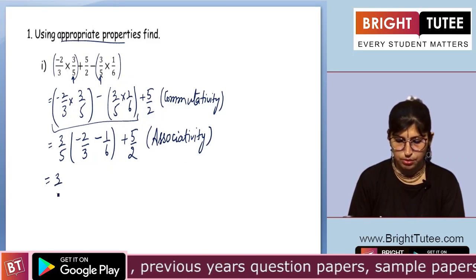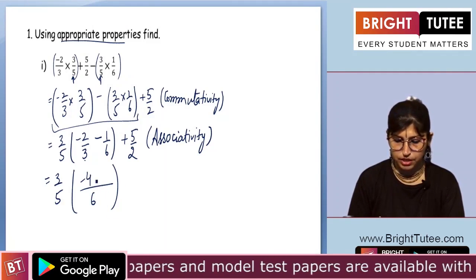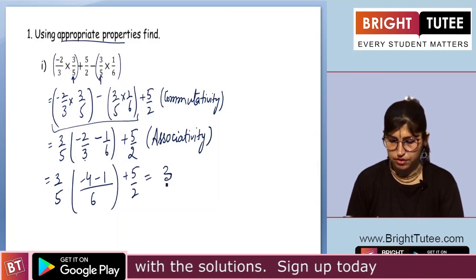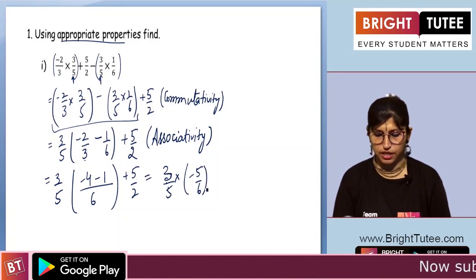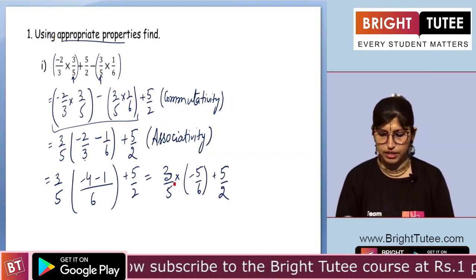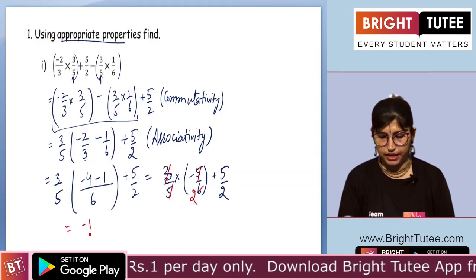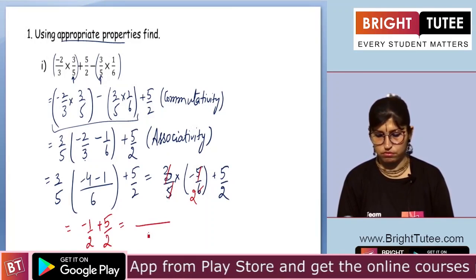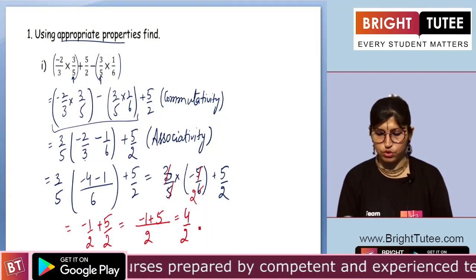So now over here that will be 3 by 5. We have 3 and 6, so we'll take an LCM as 6. So we are left with minus 4 minus 1 plus 5 by 2. So 3 by 5 times minus 4 minus 1, which is minus 5 by 6, plus 5 by 2. Now we can cancel this 5 out. We can cancel 3 and there will be 2. So we are left with minus 1 over 2 plus 5 over 2. So taking 2 in the denominator, we are left with minus 1 plus 5, which is 4 over 2, which is 2.